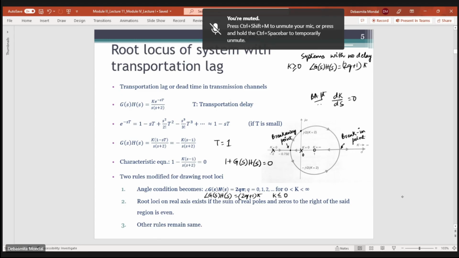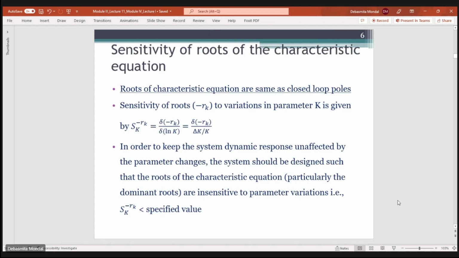Okay, then we'll see something which is known as the sensitivity of the roots of the characteristic equation. I want to stress this point again: keep in mind that the roots of the characteristic equation are the same as the closed loop poles. Because for a system to be stable, the roots of the characteristic equation, or the closed loop poles, should lie on the left half of the S-plane. So the roots will be s equals minus r_k, let's say.